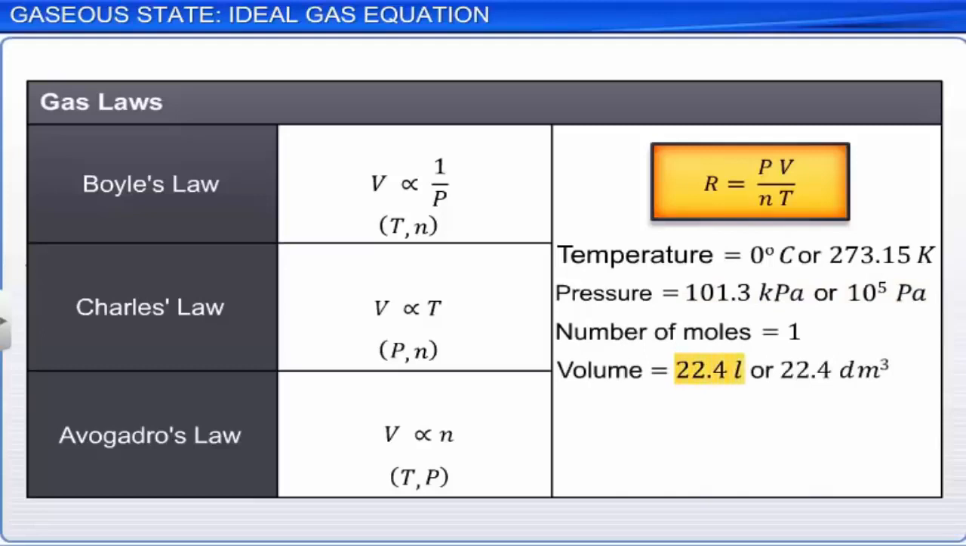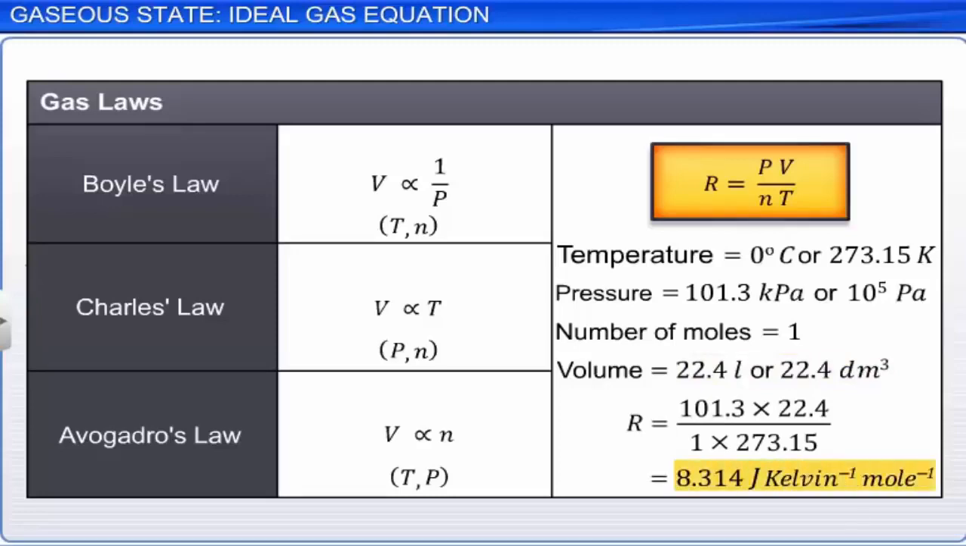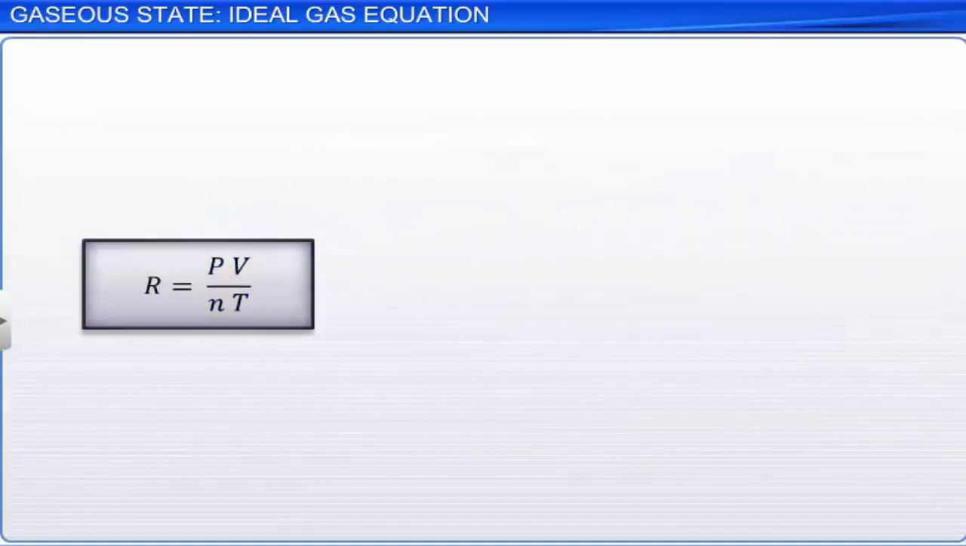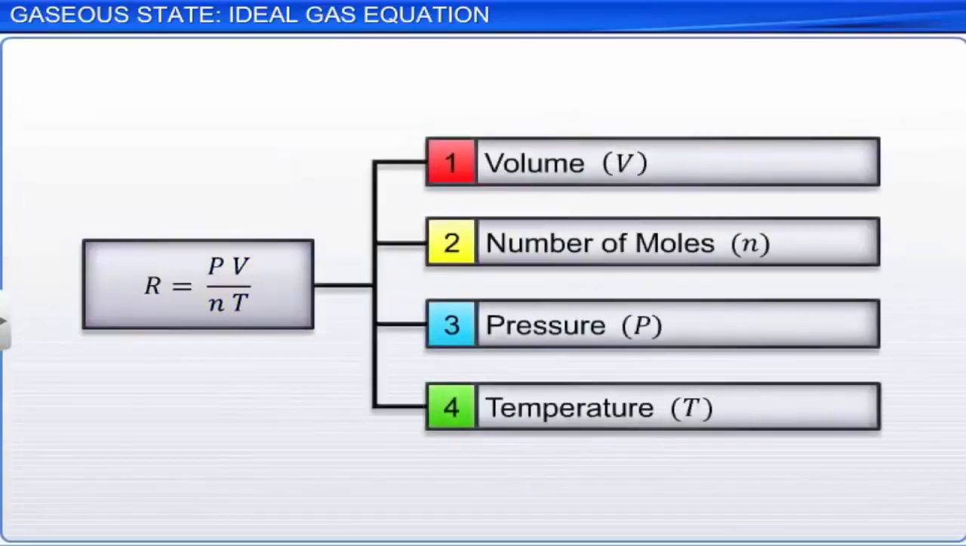On substituting the values in the equation, we can get the value of R as 8.314 joules per Kelvin per mole. We have learnt that ideal gas equation is a relation between 4 variables: volume, pressure, temperature, and number of moles of a gas.